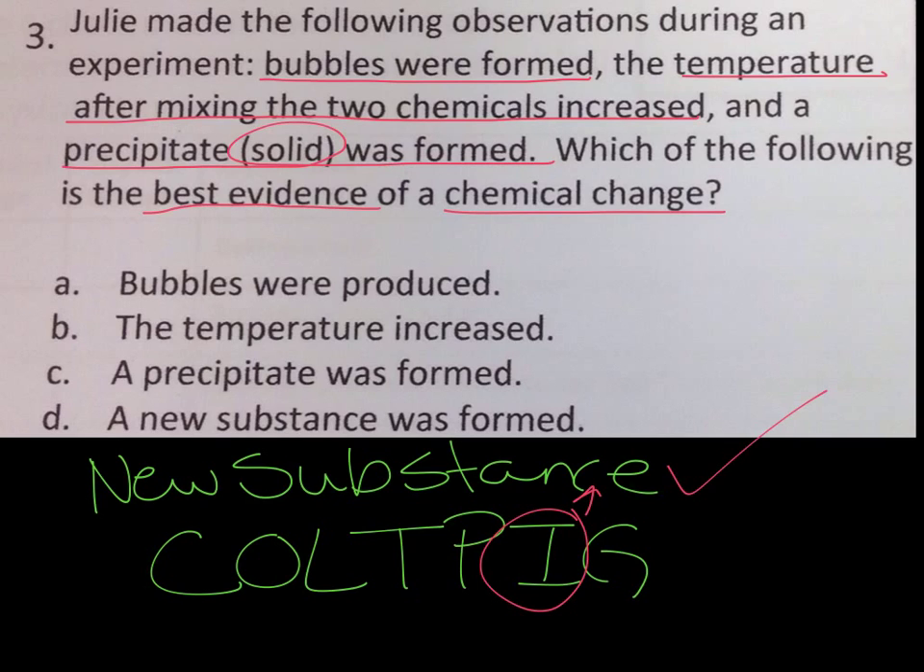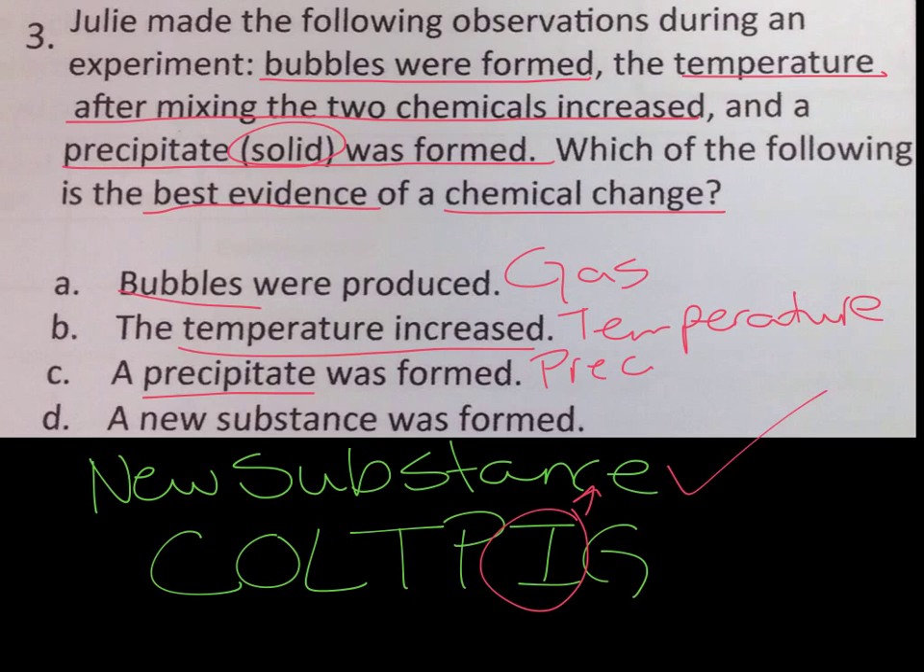So let's look at the best evidence. Letter A says bubbles were produced. Where do we find bubbles in a cold pig? Great job. That's in the G for gas. What about the temperature increased? Where do we find that in cold pig? Exactly, great. It's found in the T for temperature change. What about a precipitate was formed? Where do we find that? Exactly, it's in the P of cold pig for precipitate.